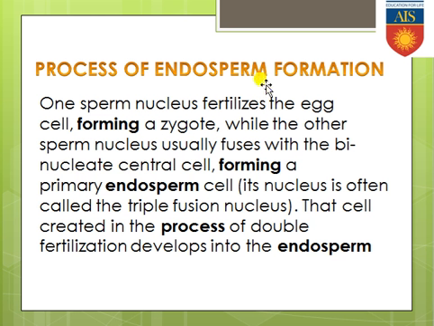The process of endosperm formation, we have already discussed. One sperm nucleus fertilizes the egg cell forming a zygote, while the other sperm nucleus usually fuses with the binucleate central cell, that is the polar nuclei cell, forming the primary endosperm nucleus or cell. That cell created in the process of double fertilization develops into endosperm. So this is actually the source of endosperm. We all know, because we have discussed the endosperm formation procedure in the double fertilization procedure, so no need to discuss these points again.